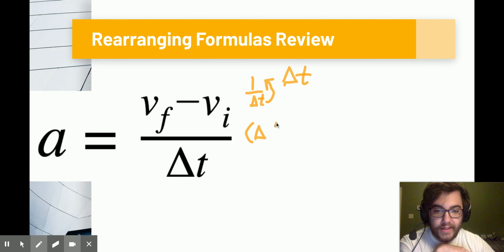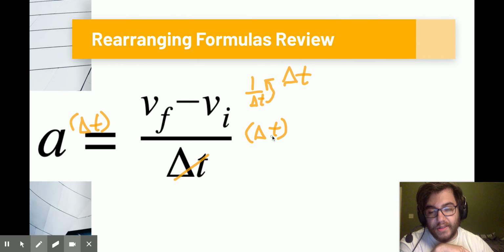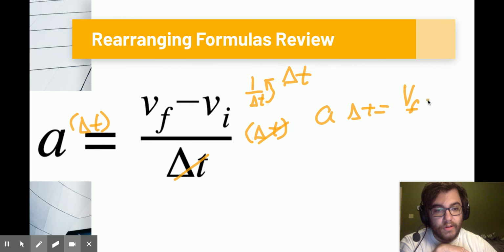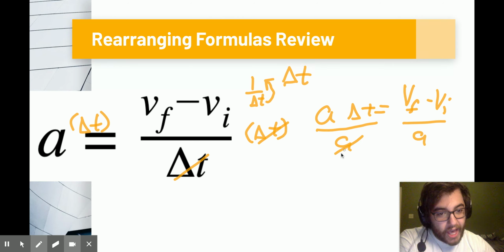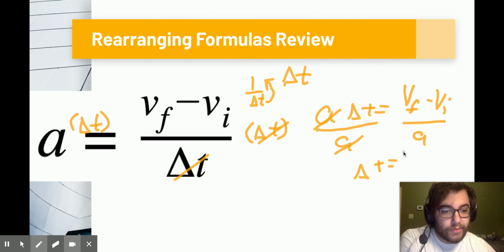Well, you multiply delta t on both sides, and all of a sudden you're left with a delta t on one side looking nice and ready to be solved in the correct position in the numerator. But it's not alone yet. The poor guy's got to be single before he can actually mingle. So we got to get rid of our a. Okay? So we get rid of our a on this side by dividing, and all of a sudden we're left with VF minus VI divided by delta t.